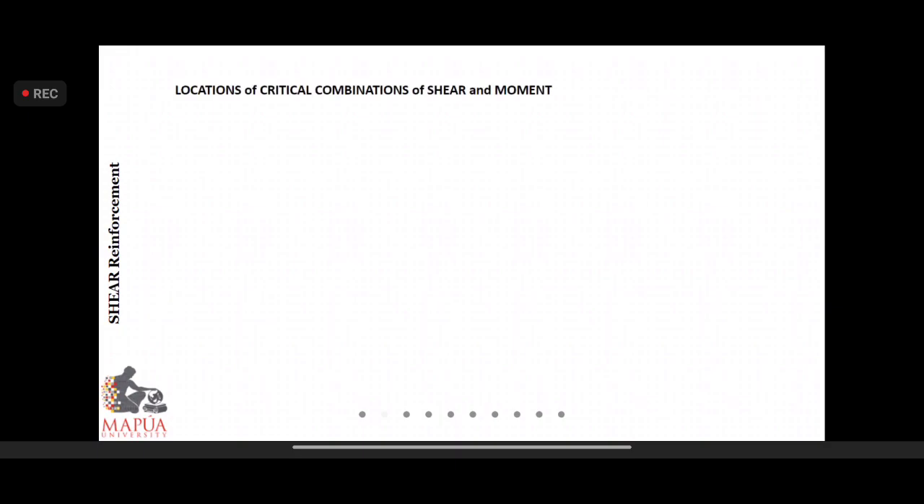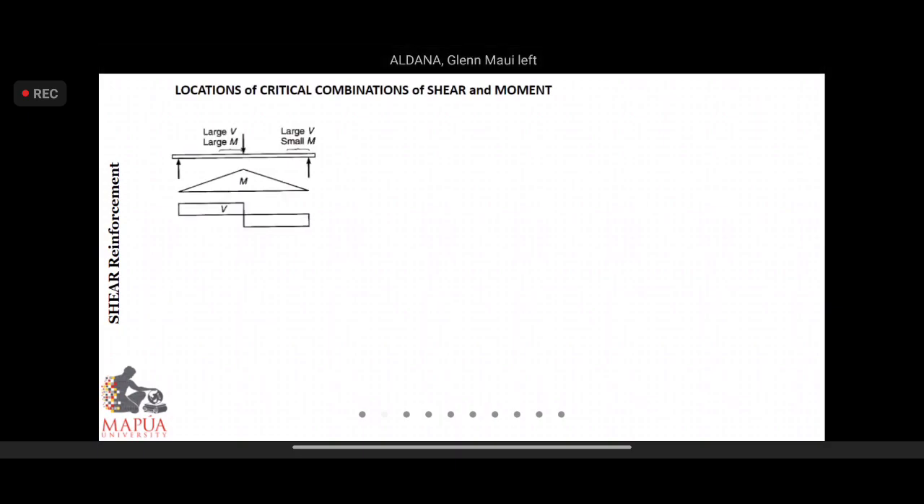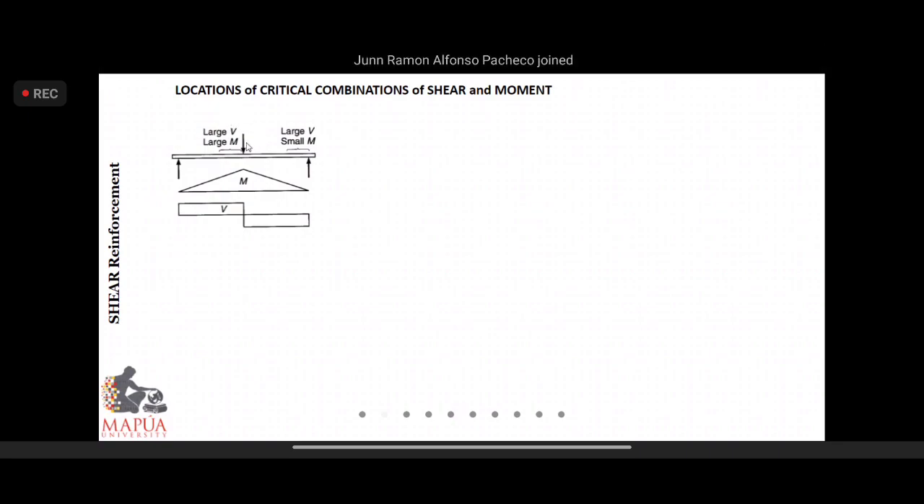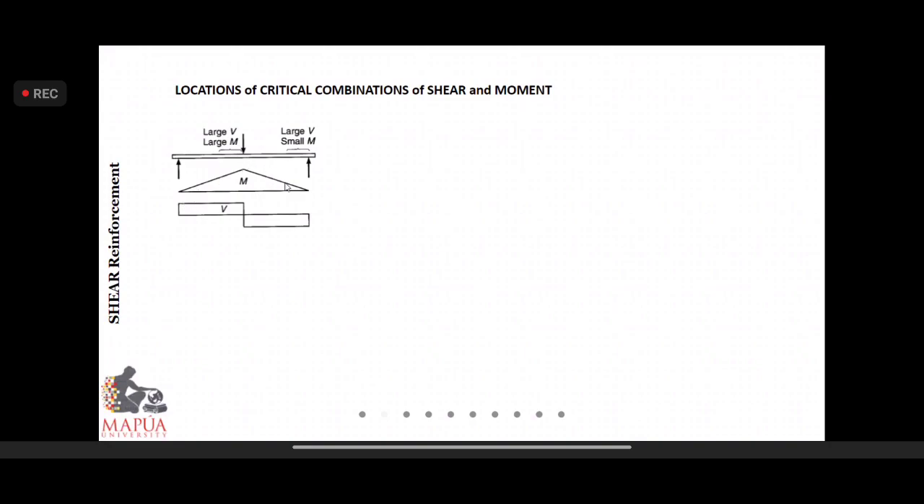Where are the locations of critical combinations of shear and moment? If you are dealing with large shear and large moment, or large shear and small moment, this will be the setup taken from what you learned in strength of deformable bodies. But if you are dealing with large shear and large moment somewhere here, this will be the representation of the moment diagram. This will be the shear diagram.